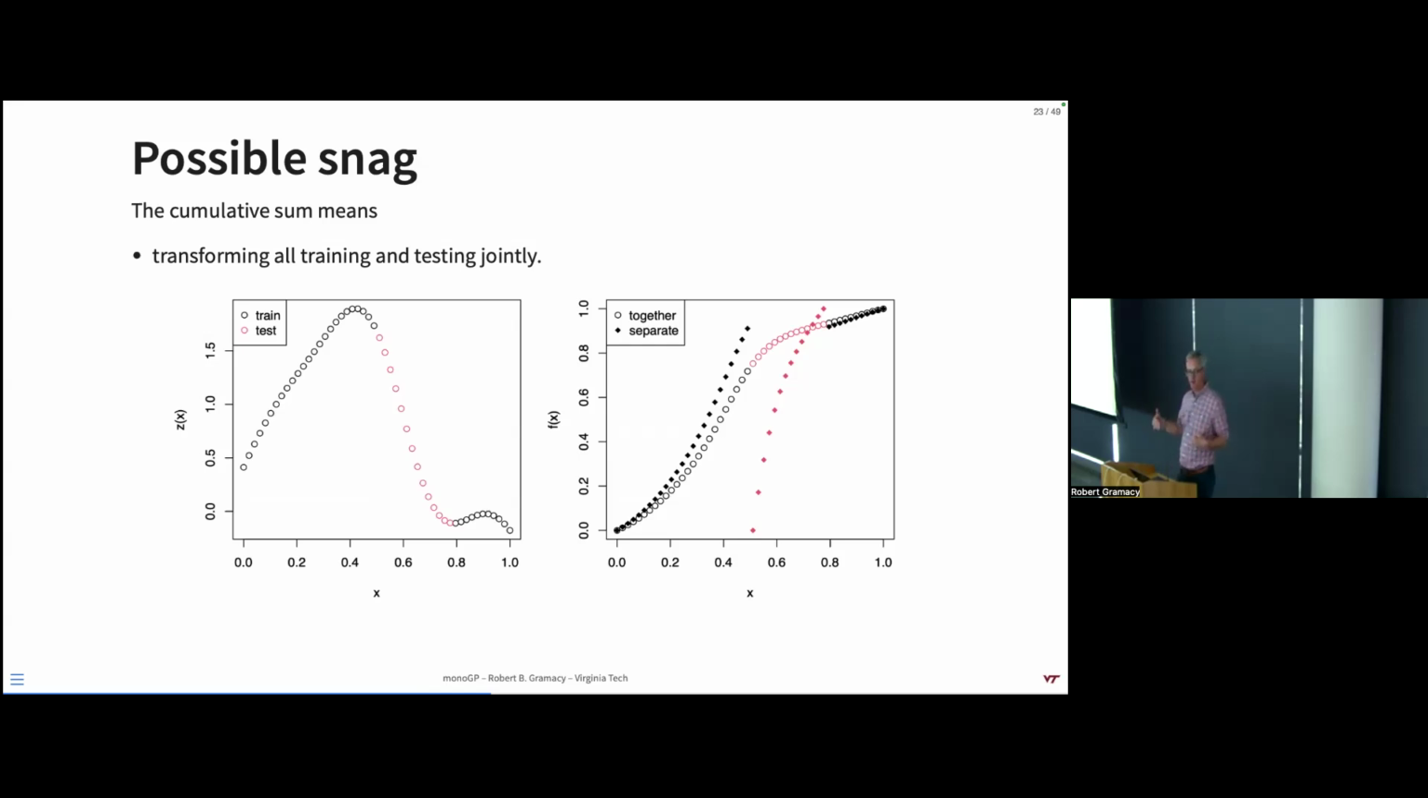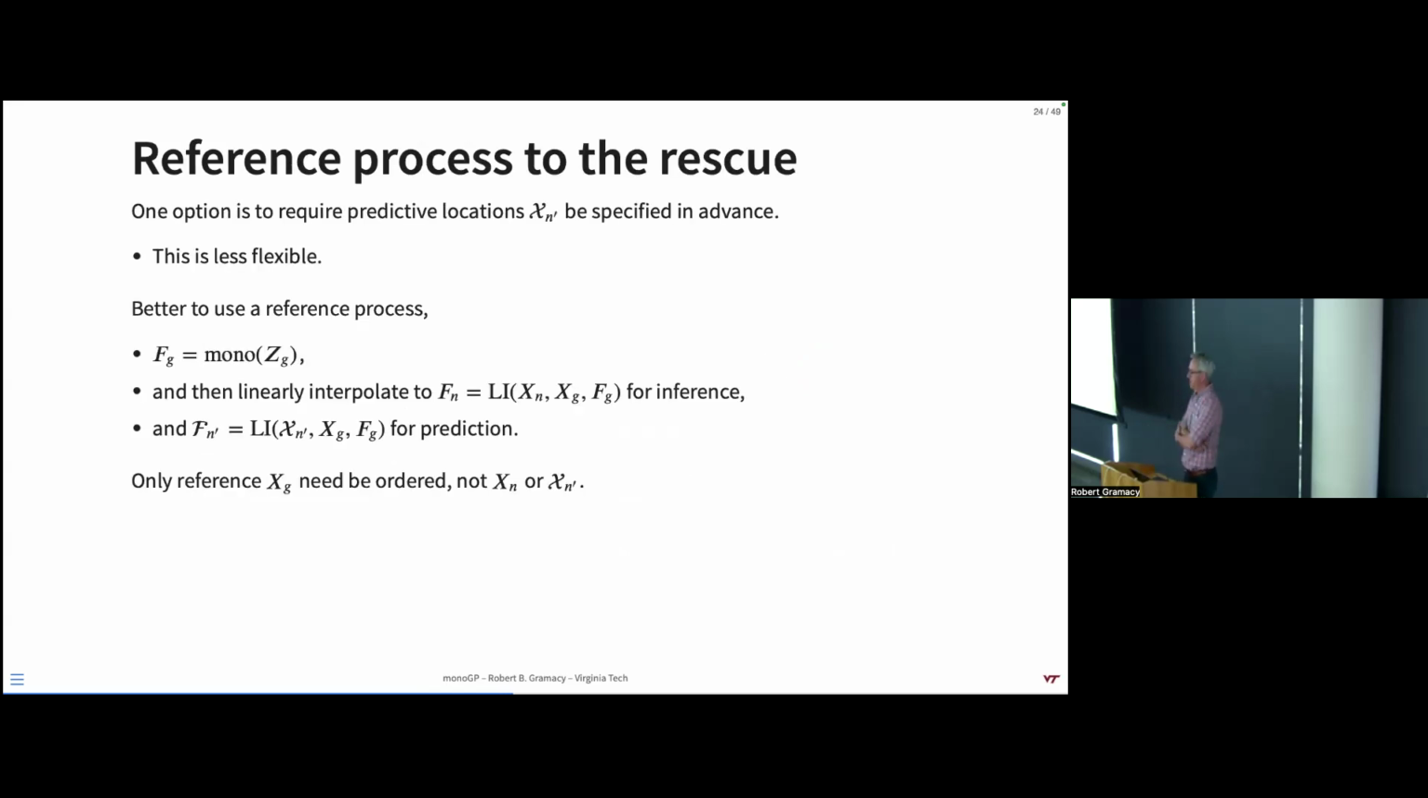You have to specify in advance where you want to predict, or you can't use this algorithm, except if you use a reference process. If you anchor everything to these locations that I called XG, and then derive from XG what it would look like for the training data and for the testing data, then you don't have to specify your testing locations in advance. And this is really the origin of the reference process, at least in terms of our own research. We created it for this, but I decided to tell you about it in a different context.